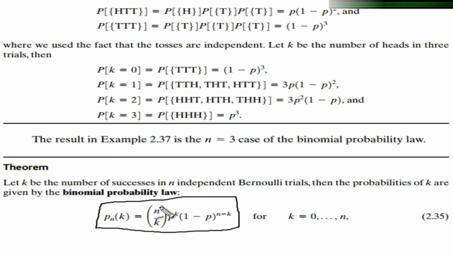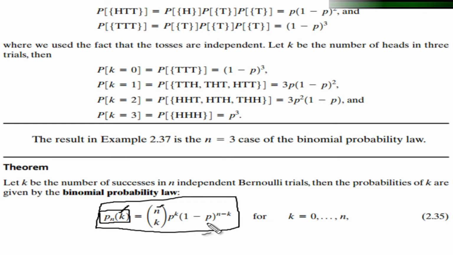What is n? Let's say you have to find the probability of k successes out of n total number of trials. N is the total number of trials. K is the desired number of successes. Similarly, you can write here n choose k, the combination formula which we have seen earlier. P is the probability of a success, and k is the required number of successes you want to find the probability of.